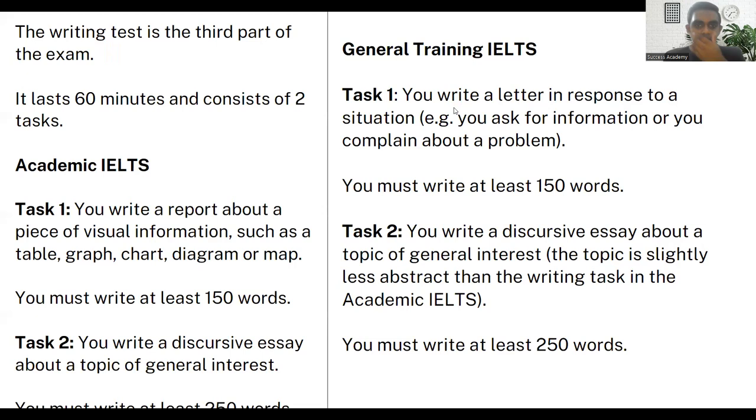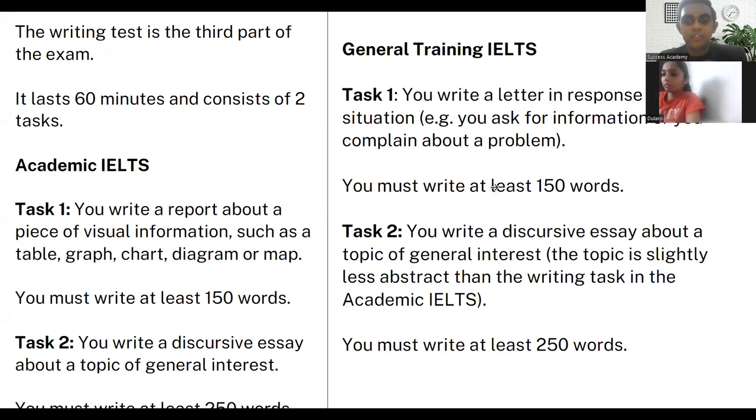Then when it comes to general training, task one, you have to write a letter, right? So here it's a report, here it's a letter. There are two types of letters, formal and informal. And then there is one other category that very rarely comes. It's called semi-formal letter writing. So formal, semi-formal, and informal. These are the three different types of letters that you might have to write.